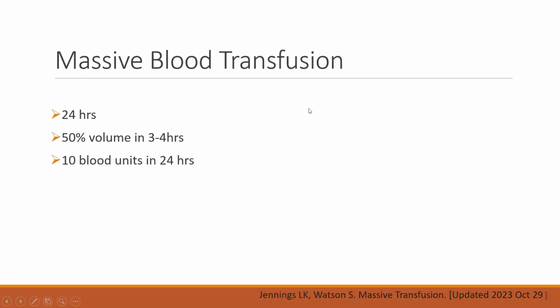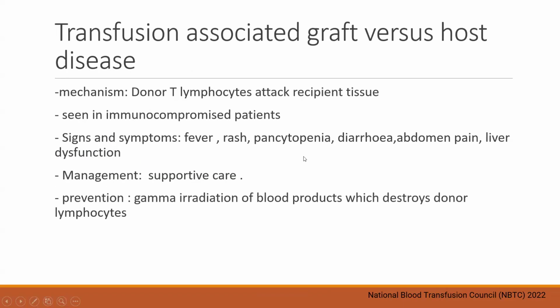Coming to the massive blood transfusion. Likith, 1 minute. Okay. Go back to the previous. That's why we usually avoid transfusing blood from close relatives, because close relatives usually have HLA matching with the recipient. So their HLA antigen or genotype will be matching.